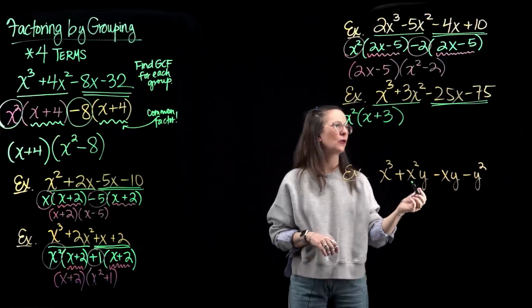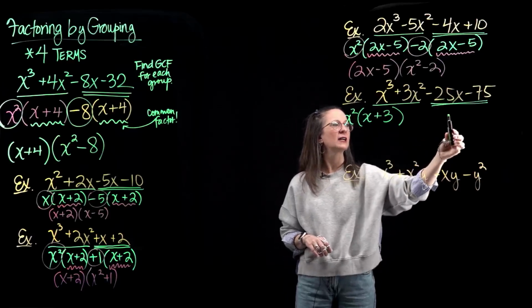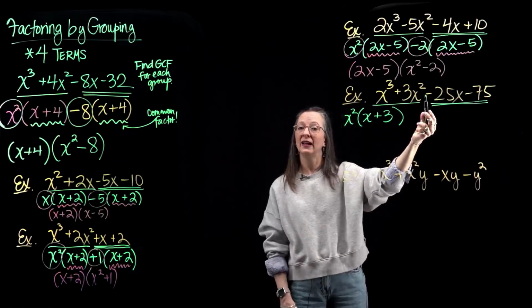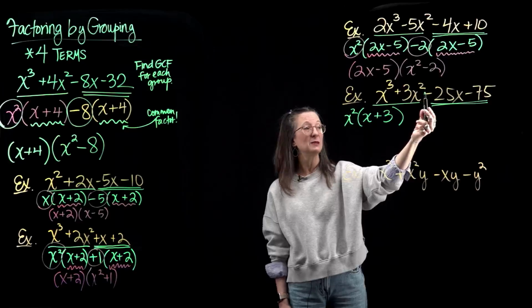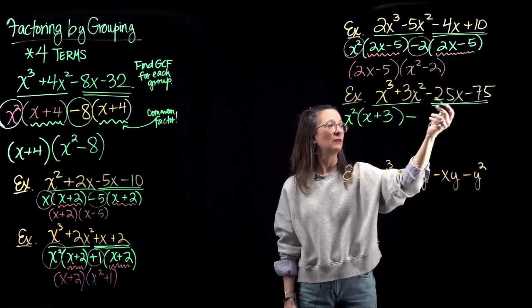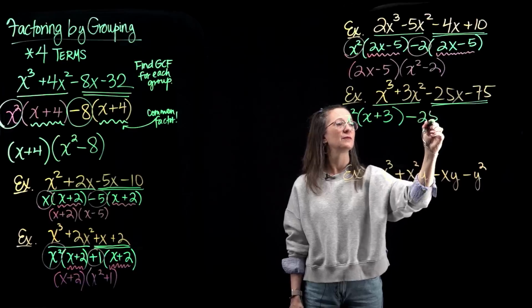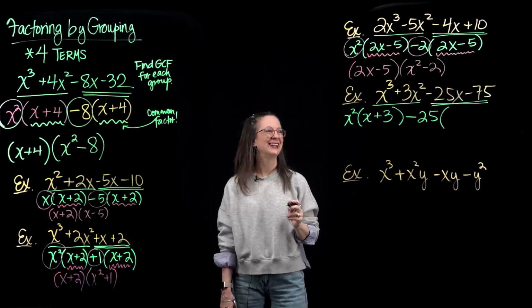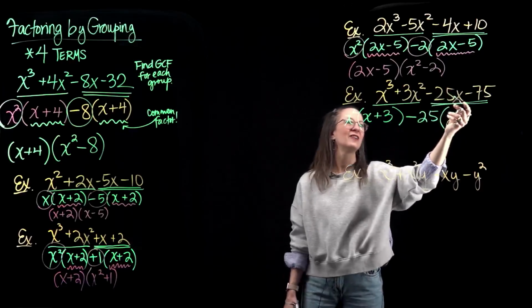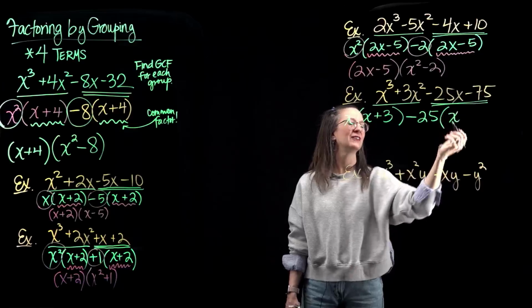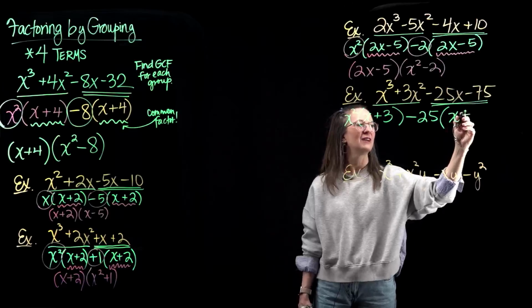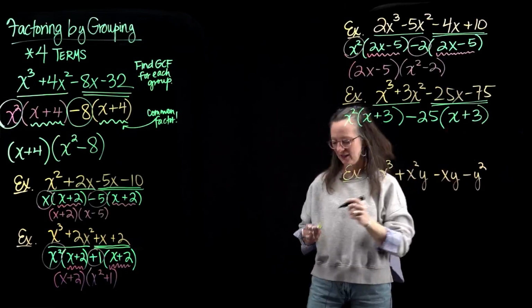Well, let's look at the second group. I have a minus 25x minus 75. Remember, when we have a negative in the middle or minus in the middle, we keep that and write the greatest common factor. And then very carefully factor out that negative. So negative 25x divided by negative 25 gives me x. Negative 75 divided by negative 25 gives me positive 3.